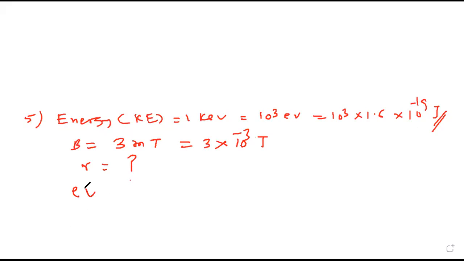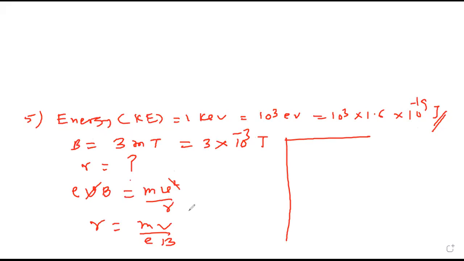So for an electron entering a magnetic field, eVB is mv square upon r. We are interested in radius, so r equals mv upon eB. What is v here? Is it velocity? Yes, v is velocity.